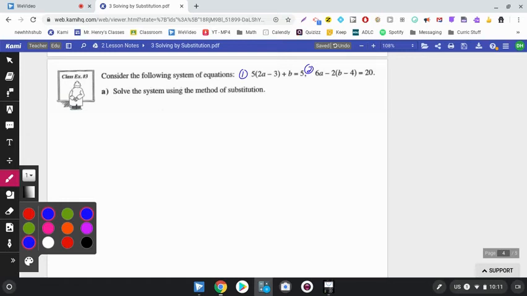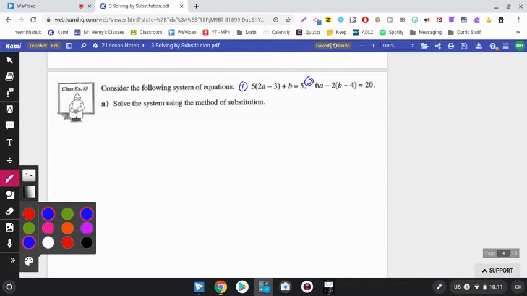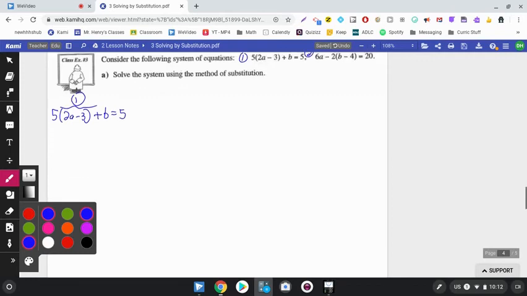The easiest rearrange. So for me, that would be solving for b. Because b is pretty much all on its own. A is tucked within a bracket and it's got the 2. If I distribute it, it'd be a 10a. No good. 6a, no good. This one's in the bracket. So b in equation 1 is what I'm going to start rearranging to. Okay. 5 times 2a minus 3 plus your b equals 5. Okay. And what I'm going to do is rearrange for b equals.